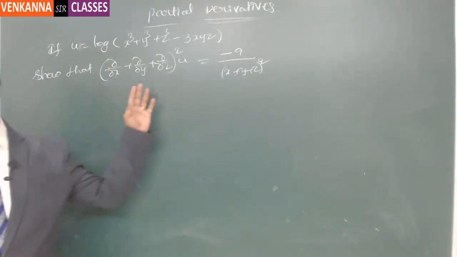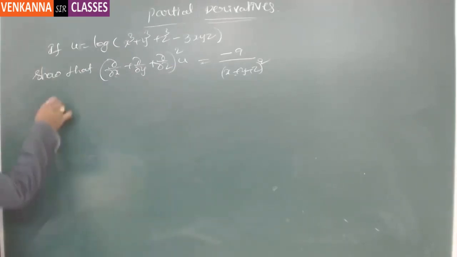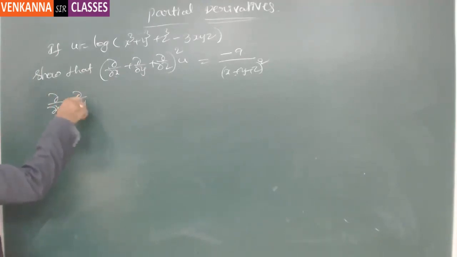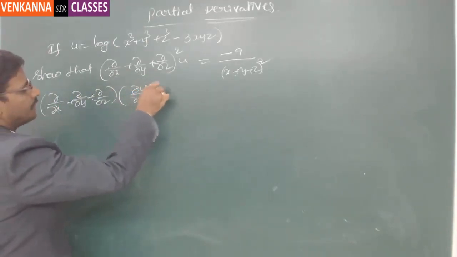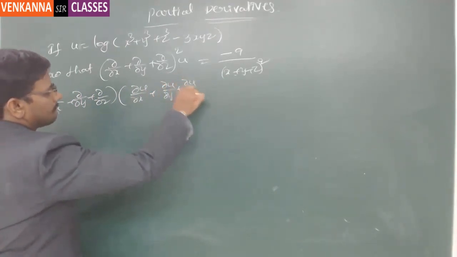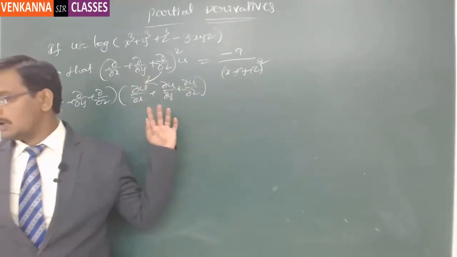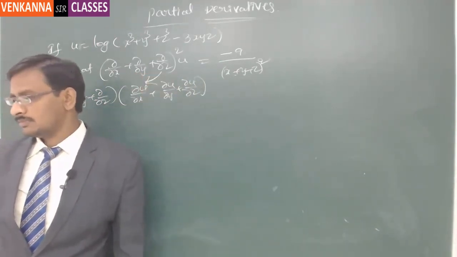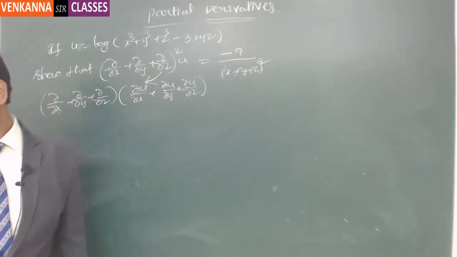So this is (dou by dou x plus dou by dou y plus dou by dou z) whole square. This can be further written as, I hope you understood this, (dou by dou x plus dou by dou y plus dou by dou z) of (dou u by dou x plus dou u by dou y plus dou u by dou z). So this is a shorter way of writing this. Clear? So can you solve this?